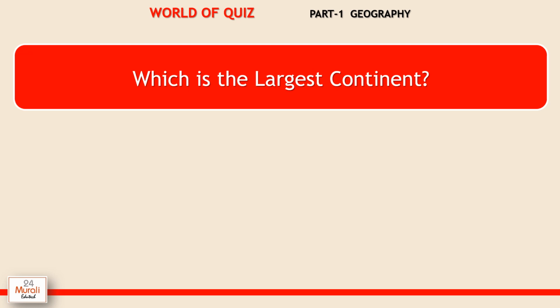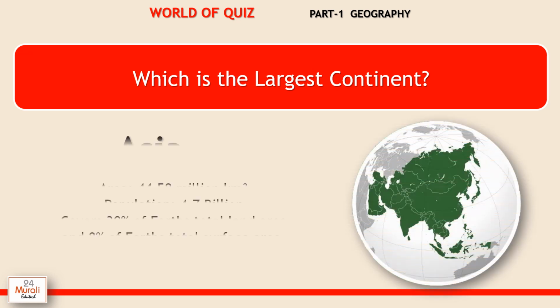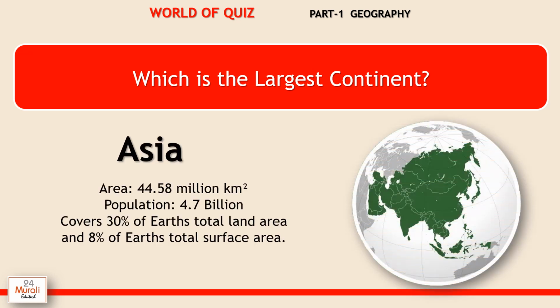Which is the largest continent? Asia, having an area of 44.58 million square kilometers, with a population of 4.7 billion. Covers 30% of Earth's total land area, and 8% of Earth's total surface area.